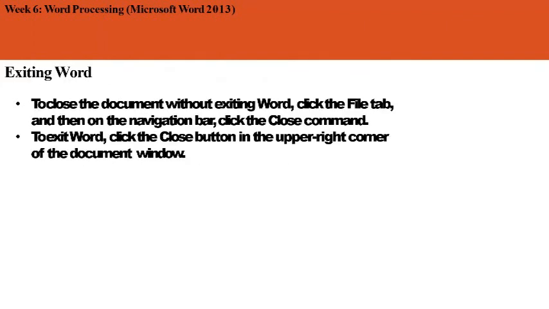Then, how do we exit the document? So to close the document without exiting Word, click the File tab, and then on the navigation bar, click the Close command. Yan. Then to exit Word, just click the Close button in the upper right corner of the document window. Or you can just use the shortcut that is Alt F4. So Alt F4, once you press that one, may dialog box naman na magpa-prompt kung hindi mo na-save yung document mo. Pag na-save mo naman, automatic siyang mag-close. So that's how we close the document.